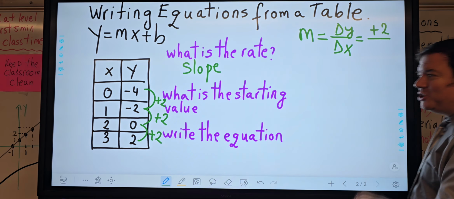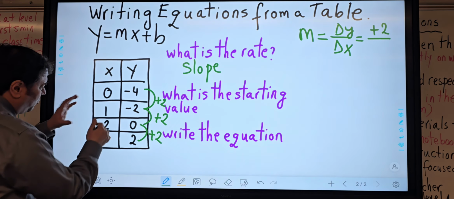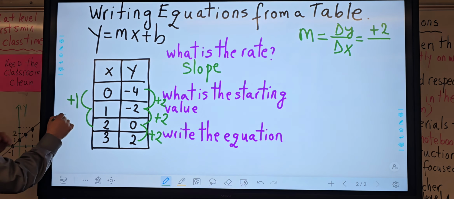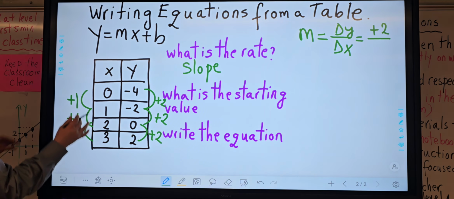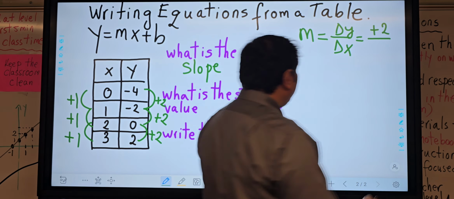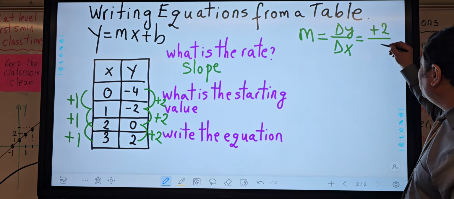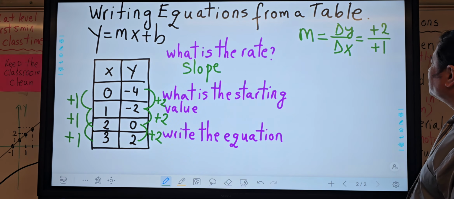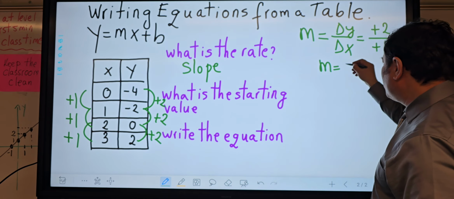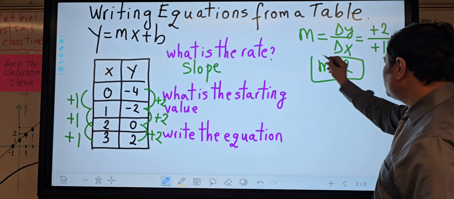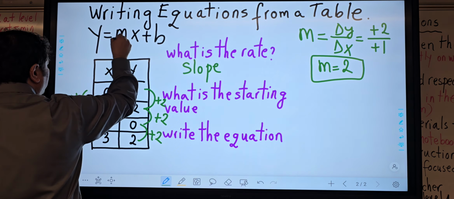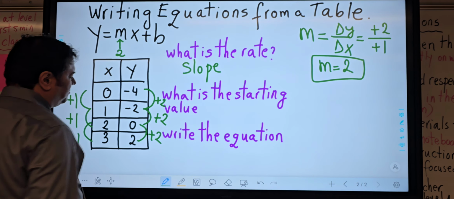Now, let's find the changes in the x. From 0 to 1, again plus 1. From 1 to 2, another plus 1. And from 2 to 3 is just plus 1. So delta x, or the changes in the x, is just plus 1. And 2 divided by 1 is 2. So our slope equals 2. So we found the slope, our m, to be 2.